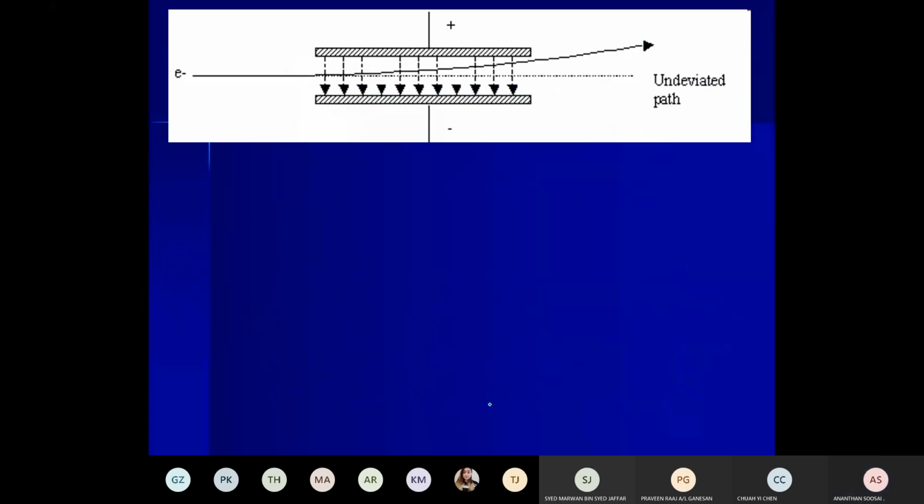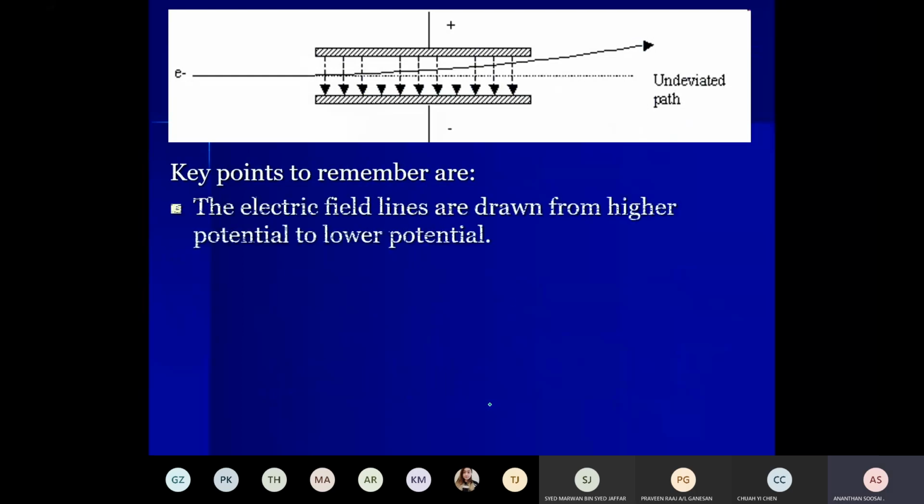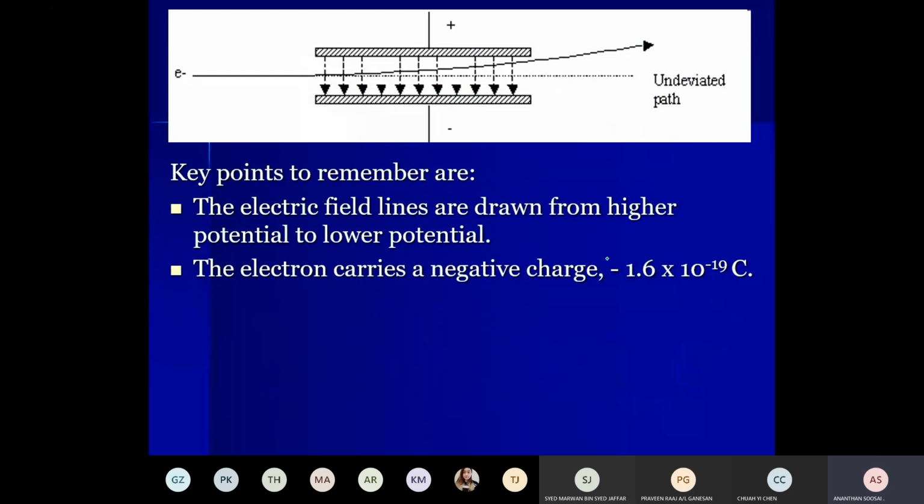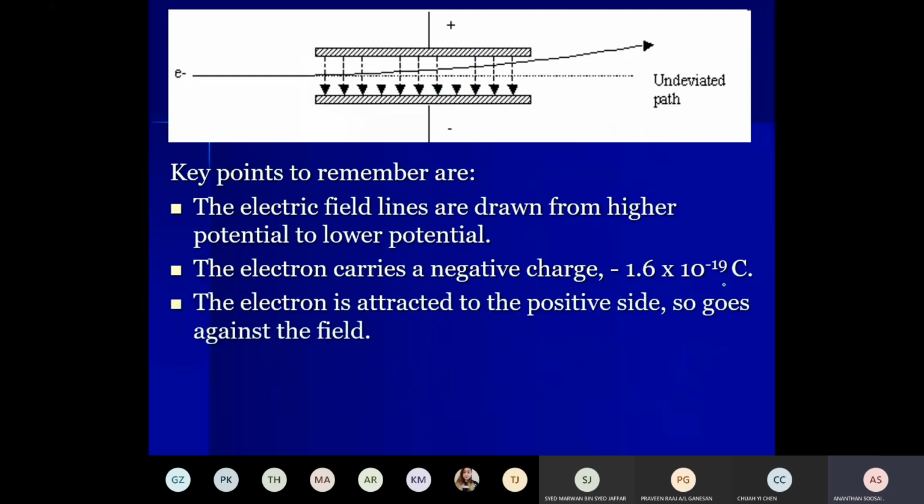Okay. So now, key points to remember: the electric field lines are drawn from high potential to low potential, from positive to negative. The electron carries the negative charge of negative 1.6 times 10 to the power negative 19, given in the formula list, in your constant list, front page. Electron is attracted to the positive side, so it goes against the field.